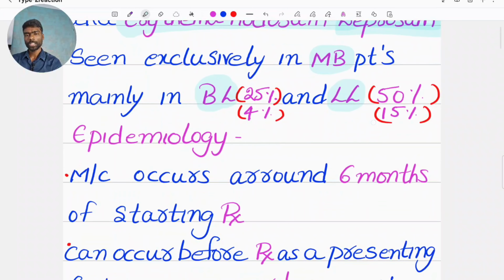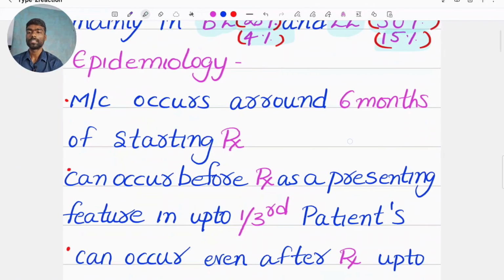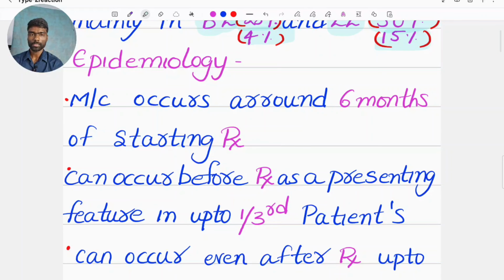Coming to epidemiology, before the pre-sulfone era, reactions occurred in 50% of LL cases and 25% of BL cases. After the introduction of MDT, it reduced to 15% in LL and 4% in BL cases. It most commonly occurs around 6 months after starting treatment.